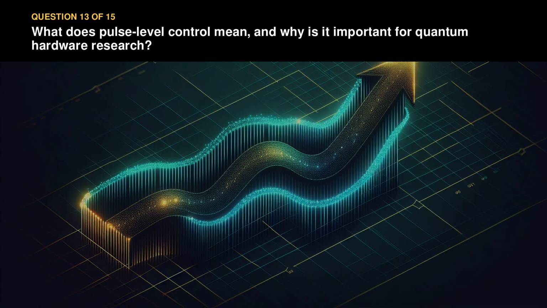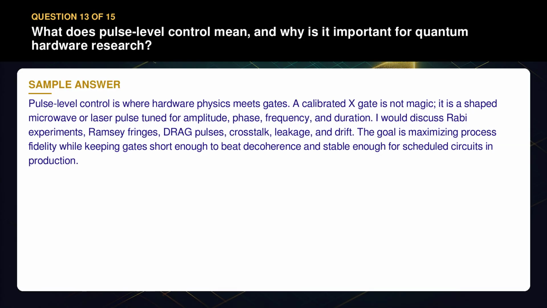Question 13. What does pulse level control mean, and why is it important for quantum hardware research? Pulse level control is where hardware physics meets gates. A calibrated X gate is not magic. It is a shaped microwave or laser pulse tuned for amplitude, phase, frequency, and duration. I would discuss Rabi experiments, Ramsey fringes, DRAG pulses, crosstalk, leakage, and drift. The goal is maximizing process fidelity while keeping gates short enough to beat decoherence and stable enough for scheduled circuits in production.